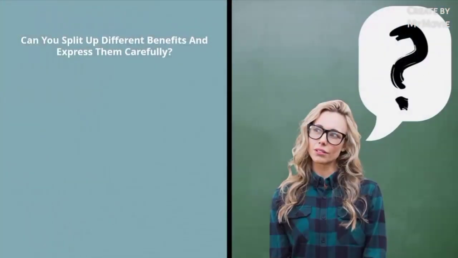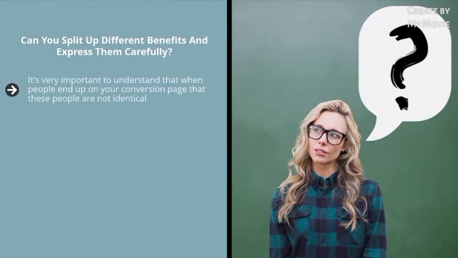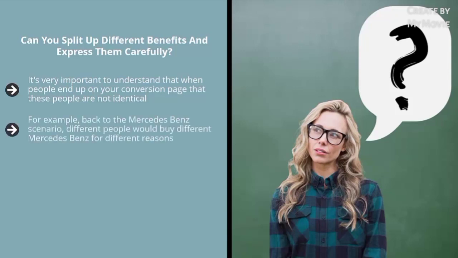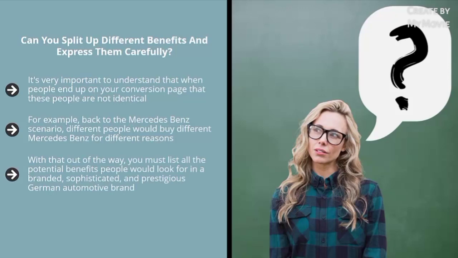Can you split up different benefits and express them carefully? It's very important to understand that when people end up on your conversion page, these people are not identical. For example, back to the Mercedes-Benz scenario. Different people would buy different Mercedes-Benz for different reasons. We know that if people are just looking for basic transportation, they're probably not going to pick a Benz. That's a very expensive option just to take care of basic transport needs. With that out of the way, you must list all the potential benefits people would look for in a branded, sophisticated, and prestigious German automotive brand.